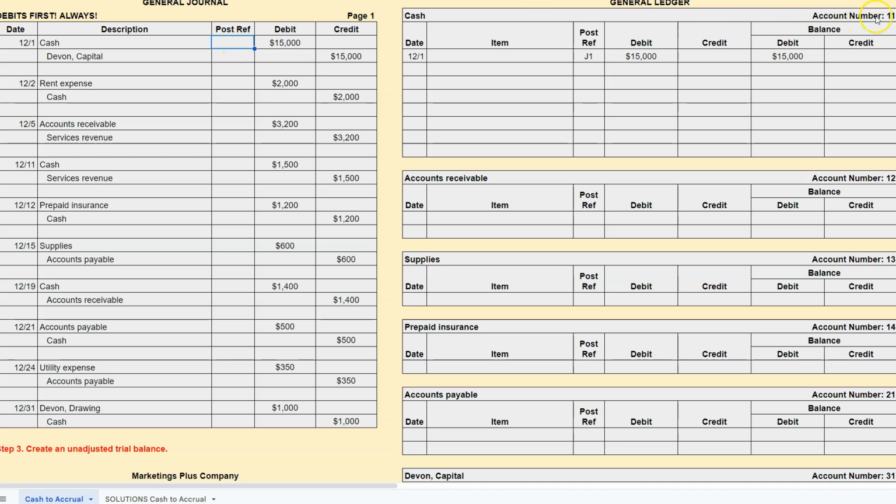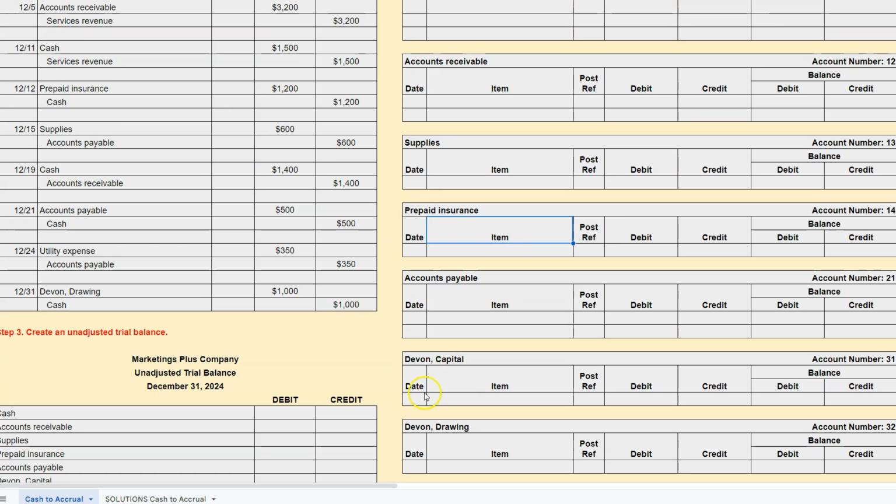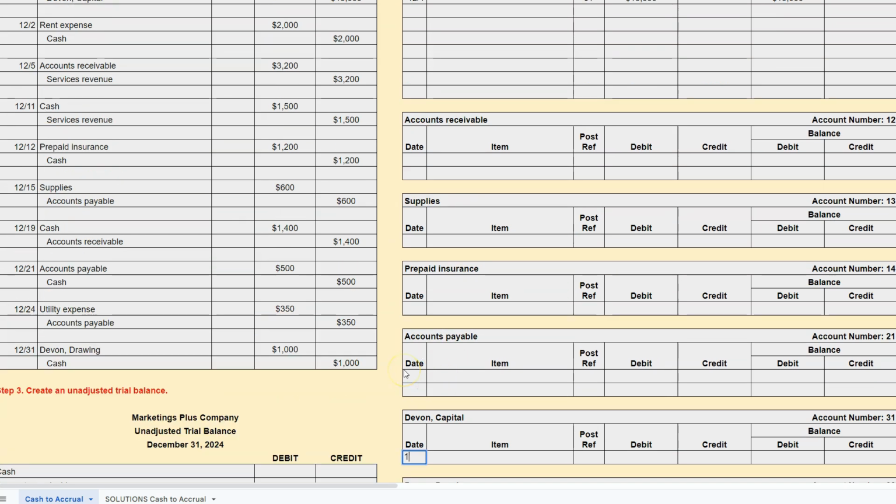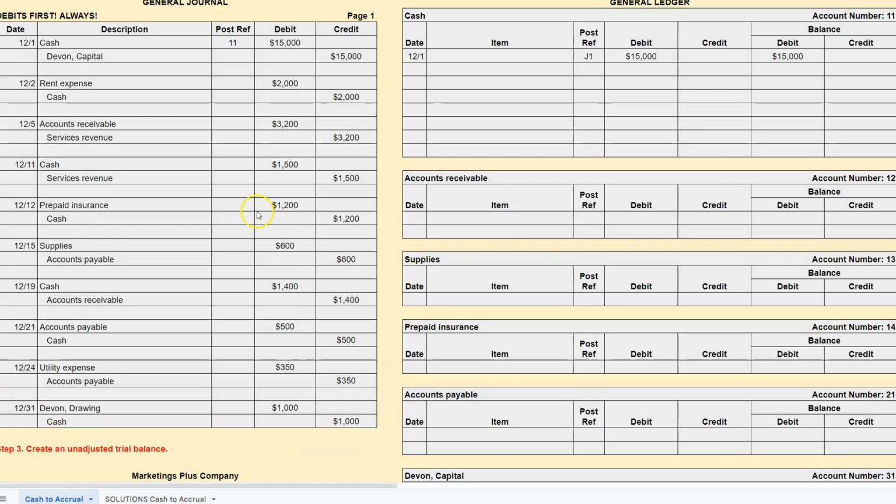Once you're done posting, you're going to post the account number from the ledger. In this case, cash is 11. So I write 11 and that lets me know I posted it. I'm done. Let's move on to Devon Capital. In Devon Capital on 12/1, again on the first page of the journal, we credited the capital account for $15,000, which again, we don't have anything in these accounts yet. So the balance is simply $15,000. And this was account number 31, posted.